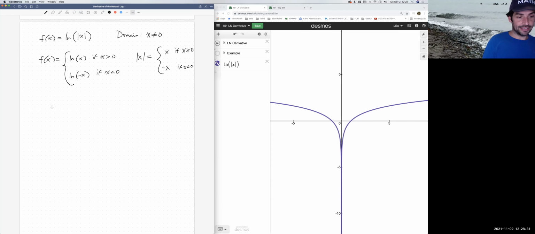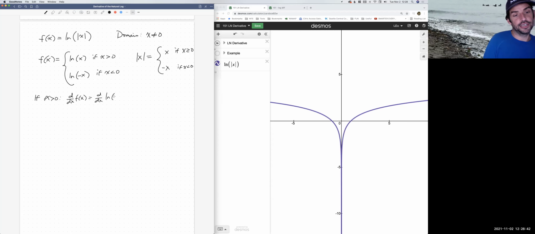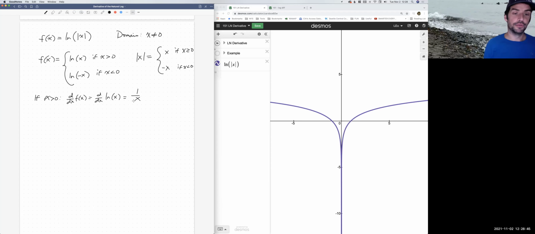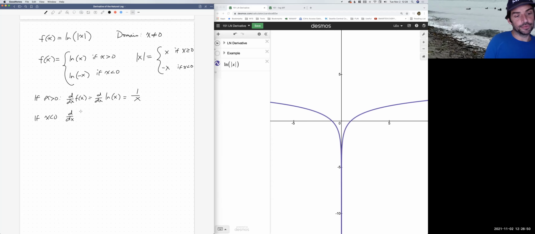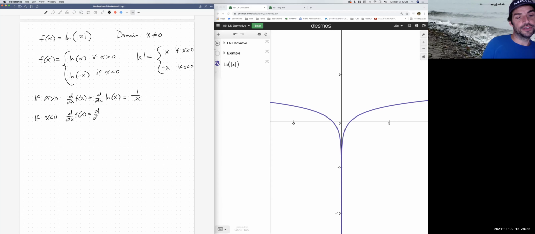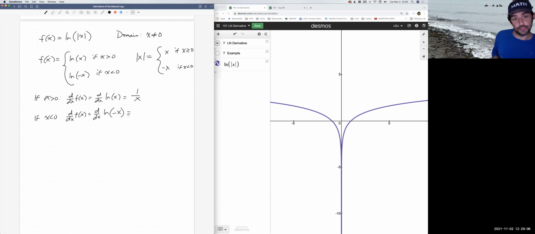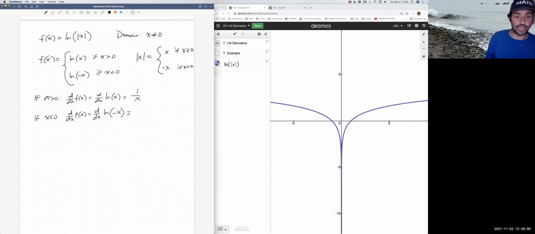If I look at the derivative, if x is greater than 0, the derivative of f of x is the derivative of the natural log of x, which we now know to be 1 over x. But if x is less than 0, let's see what happens. We get the derivative of f of x is equal to the derivative of the natural log of -x. Okay, so this is a chain rule again, right? So let's try to do this one without writing out all the steps. We've done a lot of chain rules.